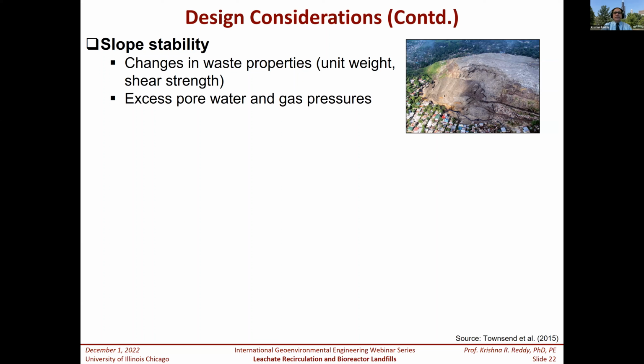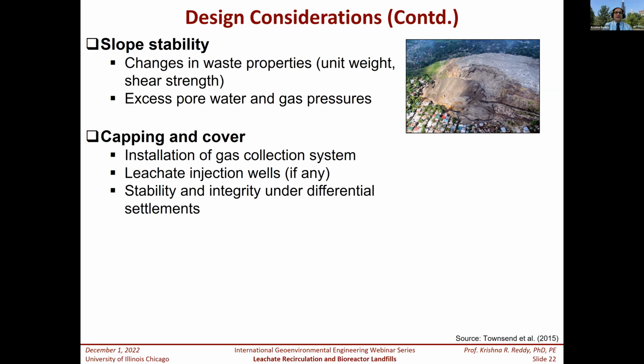You cannot assume one fixed value that you calculated for initial waste and then assume that things would be safe after that. That's not necessarily true. And the other thing is, you are doing this dangerous thing of leachate injection under high pressures, which could be the reason for slope failure. So you really need to make sure how much excess pore water pressure and how much gas pressure I'm generating. So that's an important design consideration.